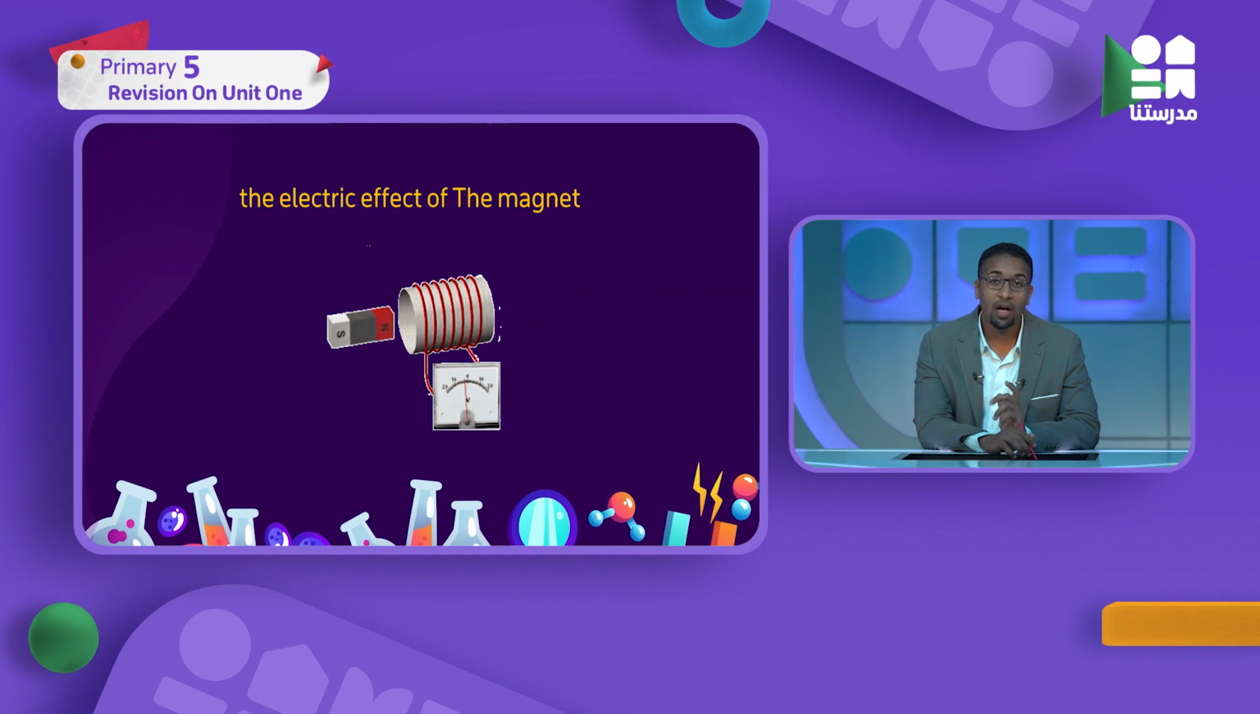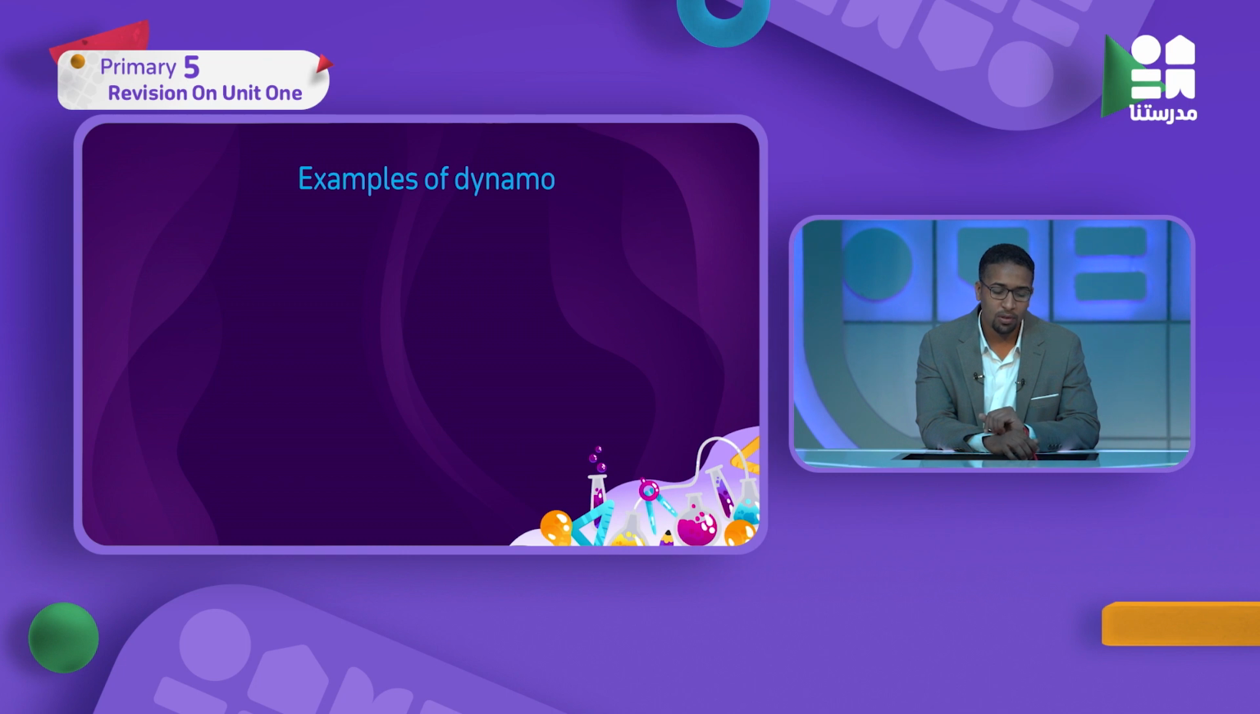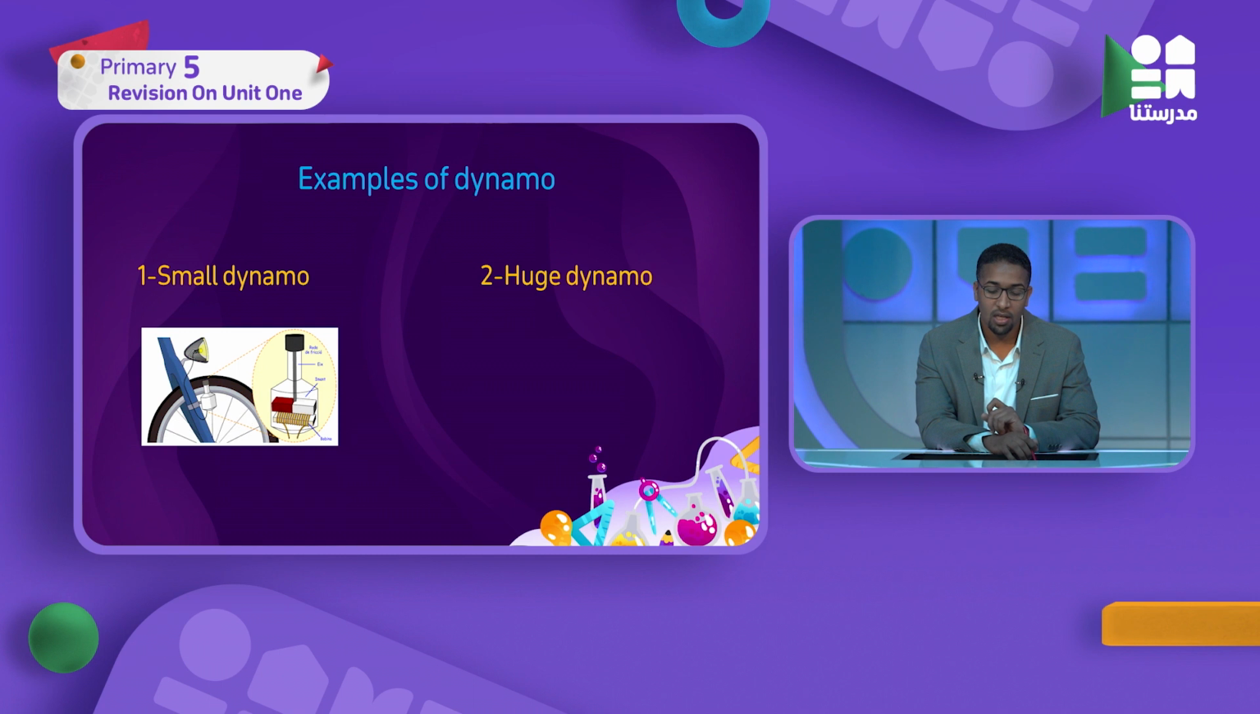The next one, dynamo. Dynamo, it is used to convert kinetic energy into electric energy using a magnet. We have 2 examples of dynamo: small dynamo and huge dynamo.